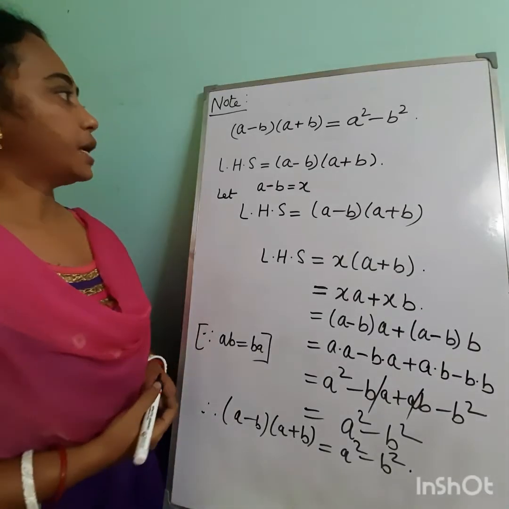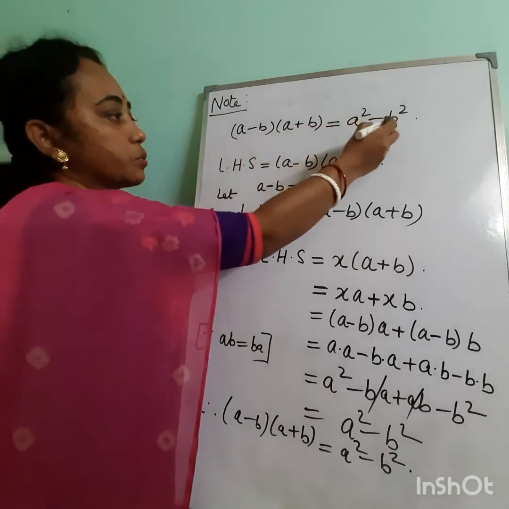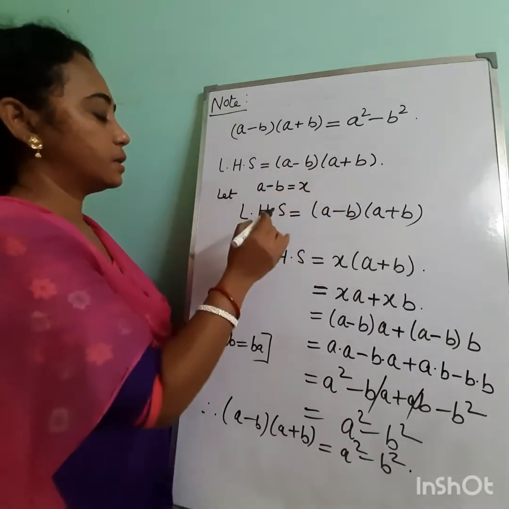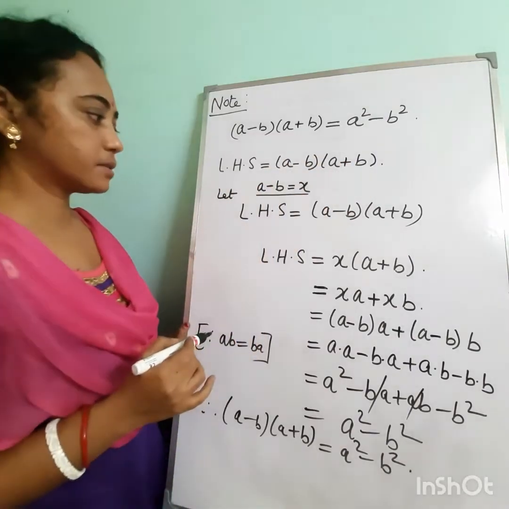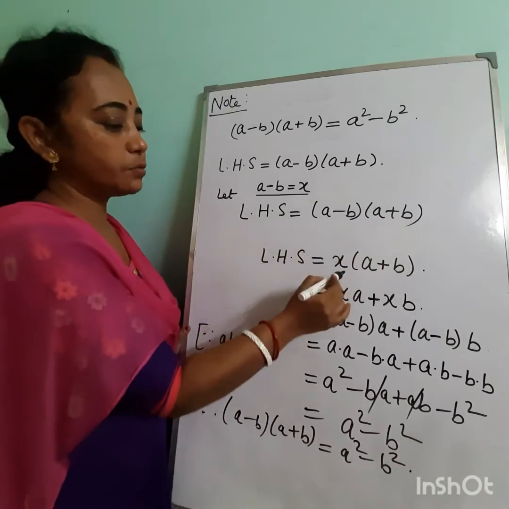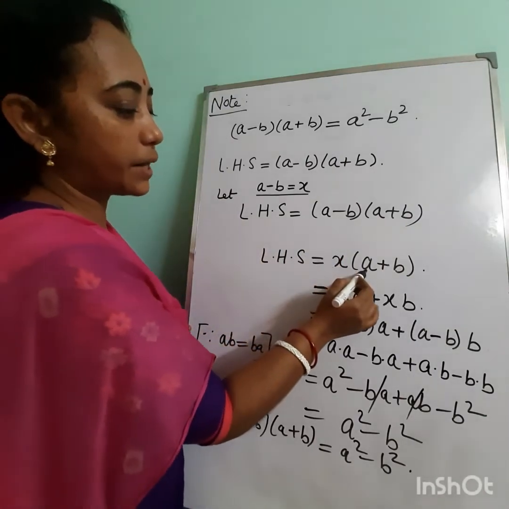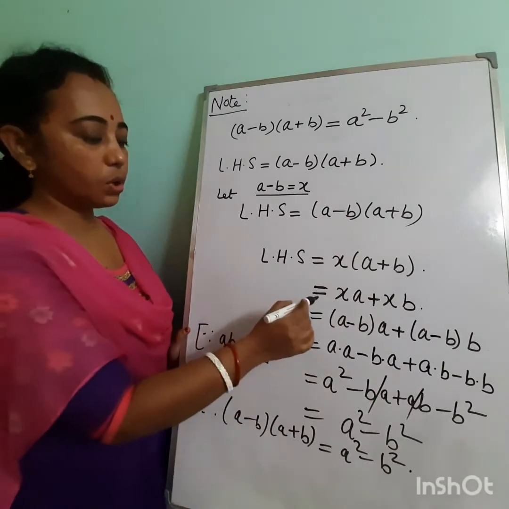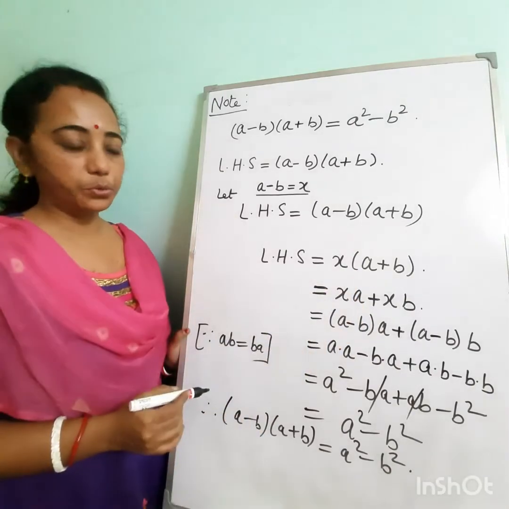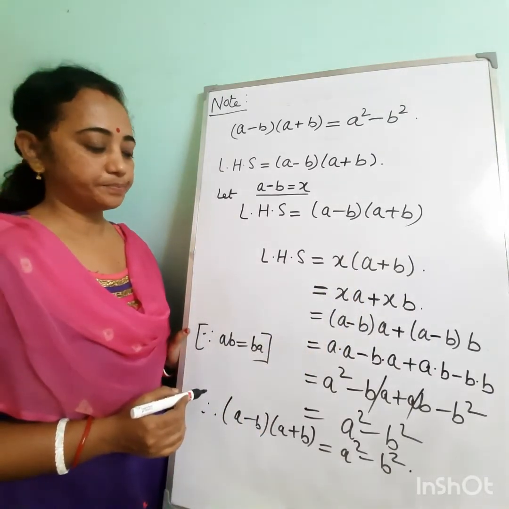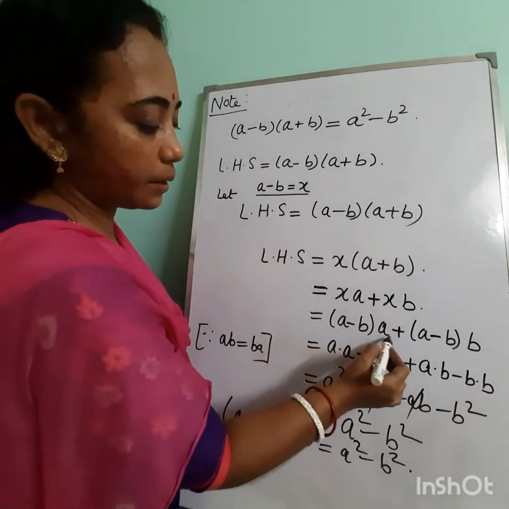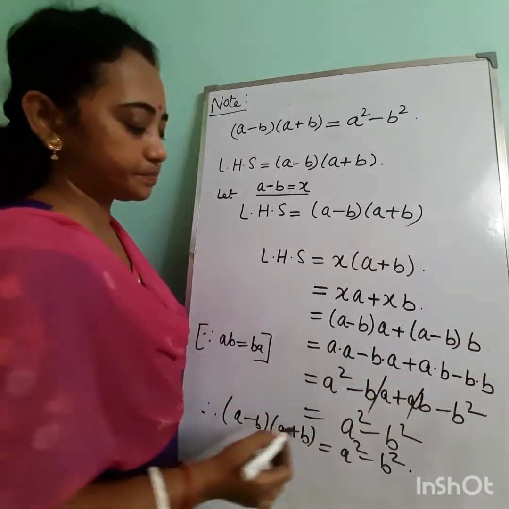Now let's see how a minus b multiplied by a plus b is equal to a square minus b square is coming. Let us consider the left hand side as a minus b multiplied by a plus b, and let a minus b be equal to x. Then the left hand side is a minus b multiplied by a plus b. So in place of a minus b we will put x. So this becomes x multiplied by a plus b, which is equal to x multiplied by a plus x multiplied by b. That is by the distributive law of multiplication over addition. Now in place of x we will put a minus b. So a minus b multiplied by a plus a minus b multiplied by b.